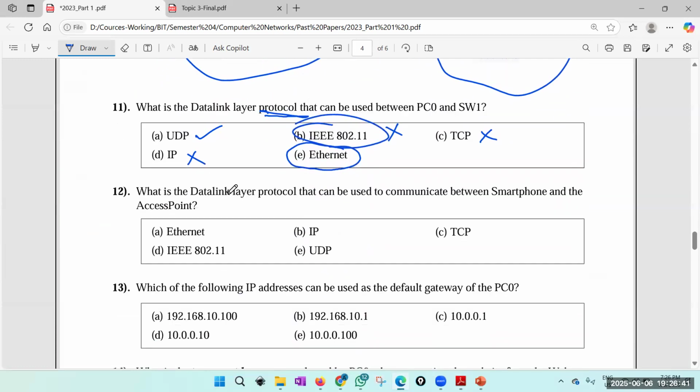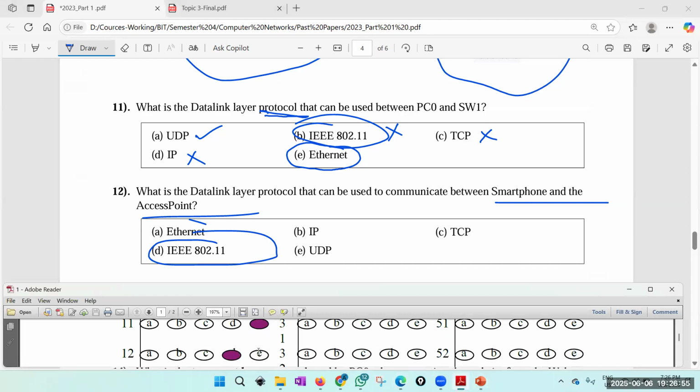12. What is the data link layer protocol that can be used to communicate between smartphone and the access point? And obviously, IEEE 802.11, that is Wi-Fi. 12, yes, D.